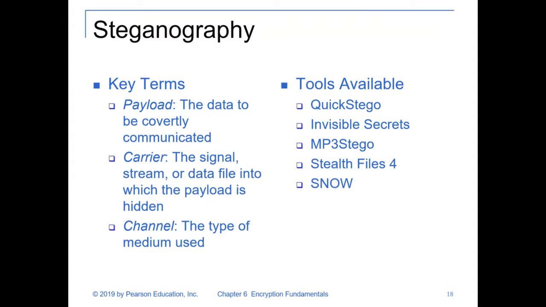So we have some key terms we need to know. The payload is the data to be covertly communicated. The carrier is the signal, the stream, or the data file, whatever the payload is hidden in. And the channel is the type of medium used.